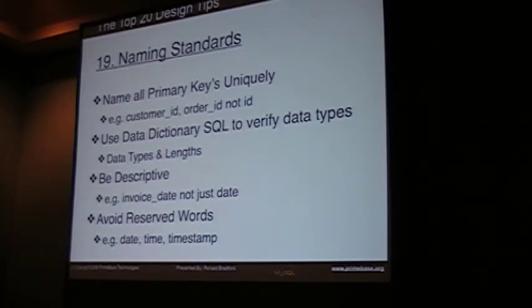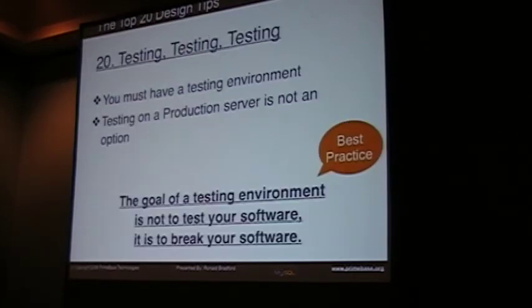And so number 20, which is one of my favourites, is you should always test your software. I'll give you a horror story to explain why this is important, because you shouldn't test on a production system. The goal of testing is not to test your software, the goal is to break the software. You need to know when your system is going to fail so that you can be prepared for that. And most people don't do this.